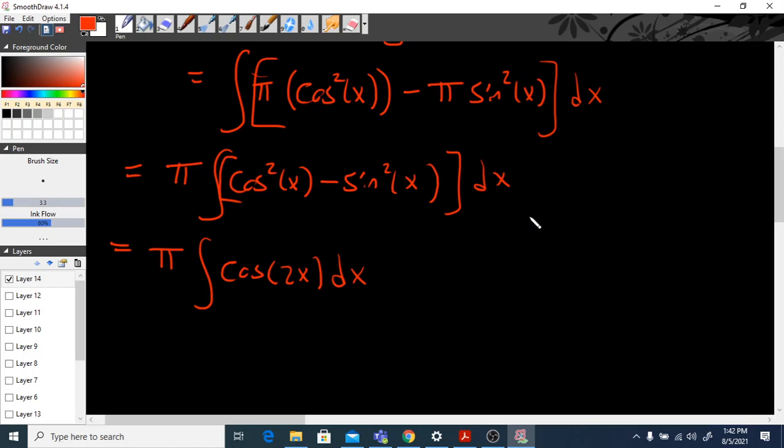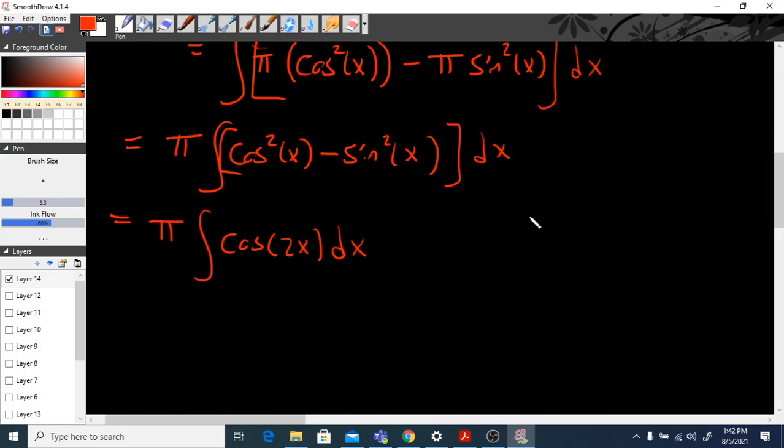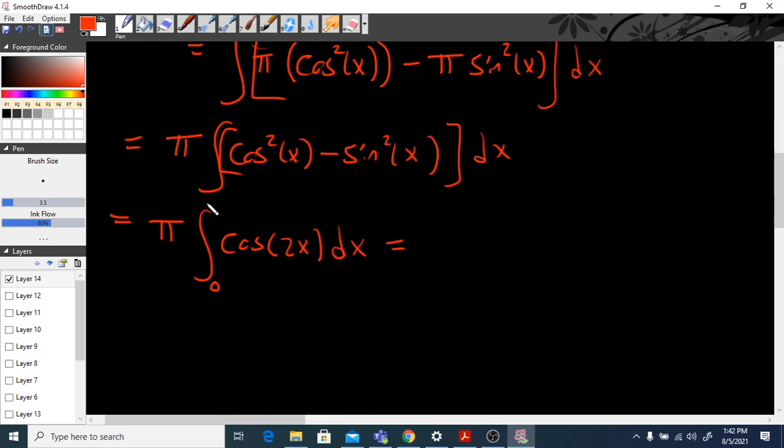Very cool. And let me once again make sure I didn't screw up. I think I'm good. Okay, so now where are we integrating from? We are integrating from 0 to pi over 4. So this is going to be pi. And now if I integrate cosine 2x, it's going to be positive, so I get sine 2x, and I'm going to divide by 2. Chain rule in reverse.